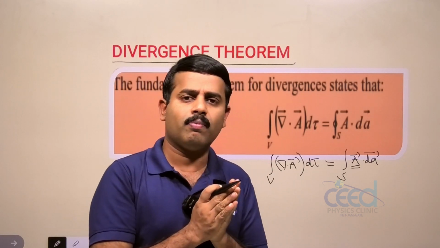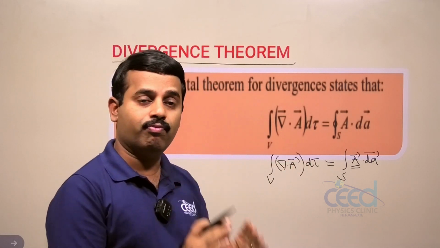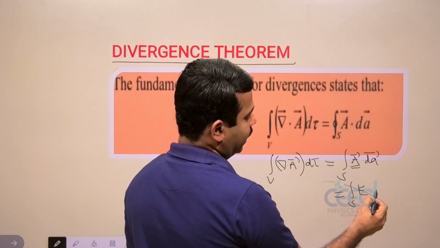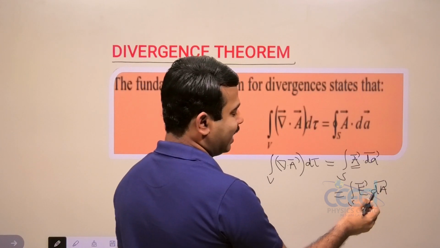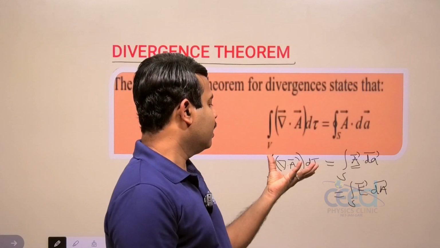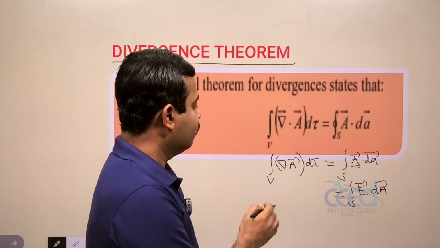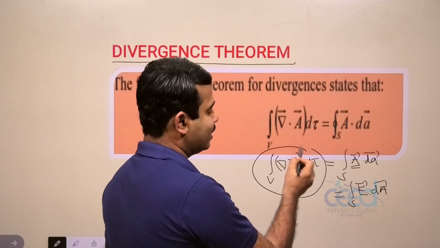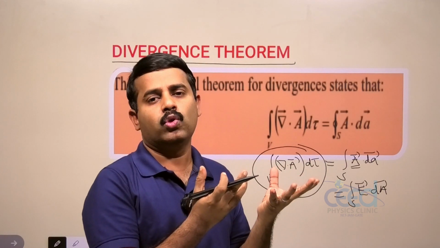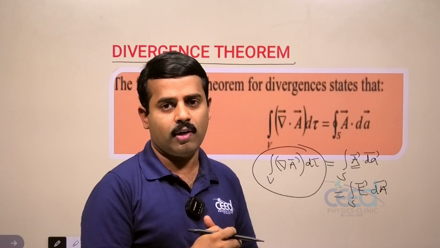Where do we use the divergence theorem? In electrodynamics, during the calculation of electric flux. The surface integral of E dot dA is basically the electric flux. To calculate this electric flux, when the volume charge distribution and charge density are given, we can simply calculate the flux using this formula. Once you get the flux, that is helpful to find the electric field. Once you get the electric field, that is helpful to find the electric potential and so on.